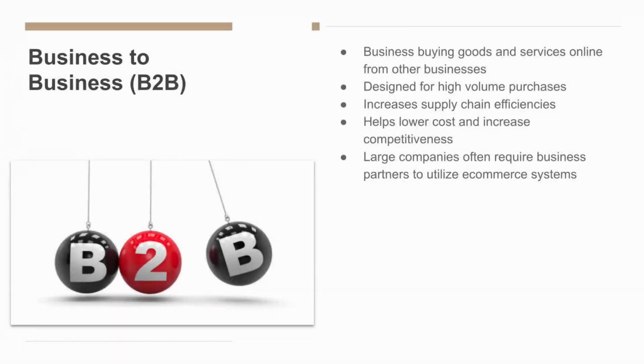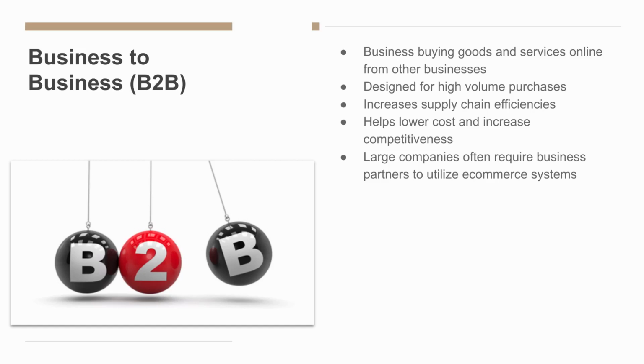The next type of e-commerce that we're going to talk about is business to business, or B2B. And this is an example of businesses buying goods and services online from other businesses. And these are typically designed for high volume purchases. They can increase supply chain efficiencies, since companies don't have to do a lot of paperwork. They can do it electronically, and they can lower their cost for doing these transactions and increase competitiveness.